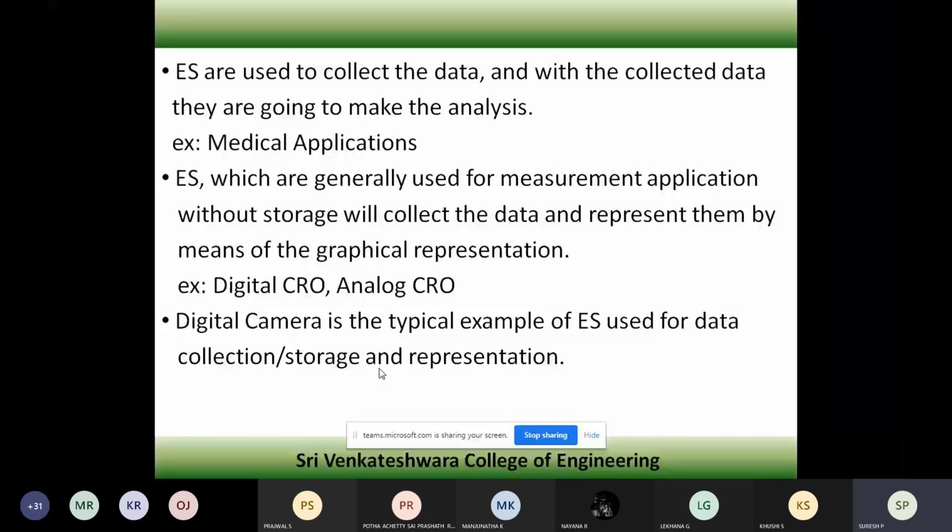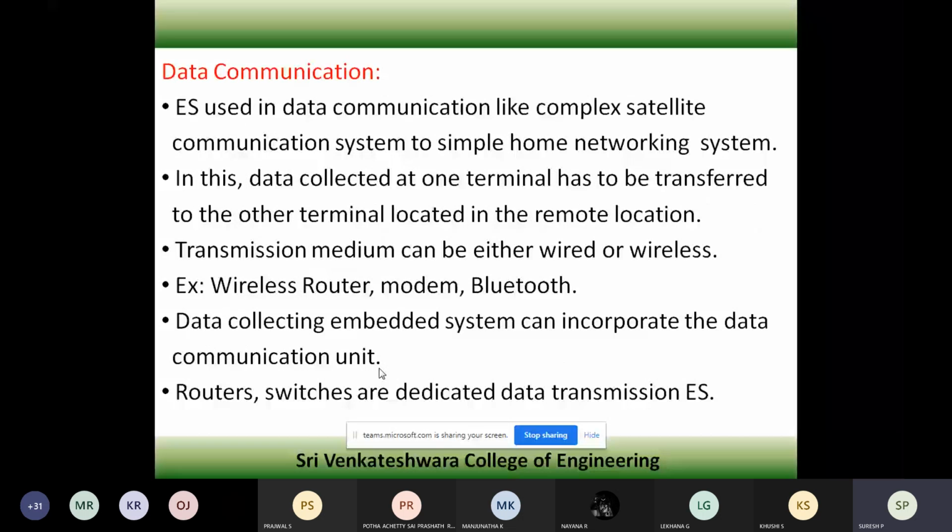Okay. So next is data communication. When it comes to data communication, here embedded systems using data communication include complex satellite and simple home networking systems. In this, the data is collected in one terminal and has to be transferred to another terminal located in a remote location. That is the purpose of this embedded system.